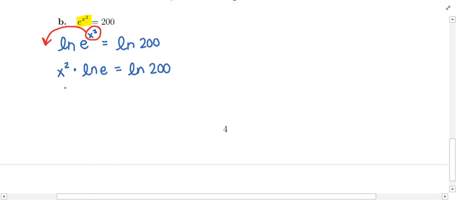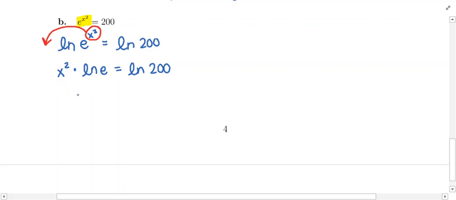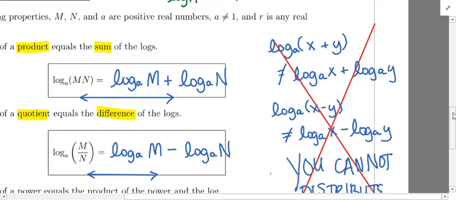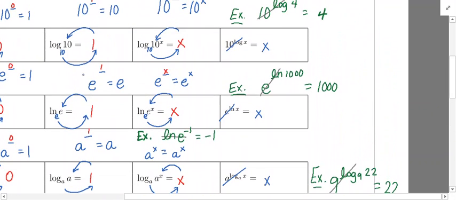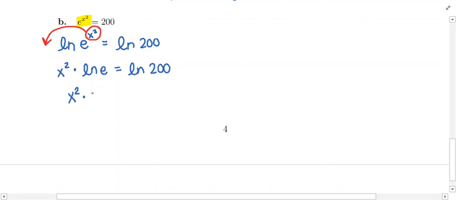All right, continuing on. We're happy now because the x squared, the variable piece, is out of the exponent. So it's going to be a lot easier to solve for x. On the left side, there's nothing we can do with x squared at this point. But remember, we learned with one of our properties, on page 3, that the natural log of e is 1.